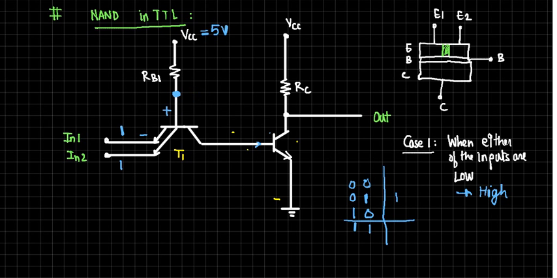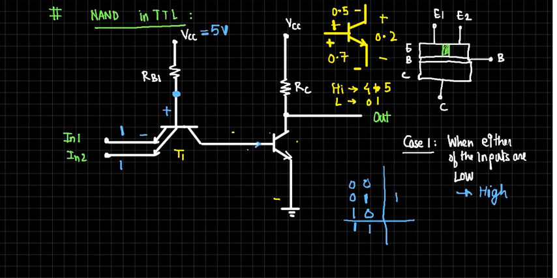I am assuming these values. This is how much we have assumed? 0.7. How much is this we have assumed? This one, right? 0.5. And this one? What should be this value? 0.2. VCE is nothing but VCB and DC. This is 0.2, and I am assuming that this high is in the range of 4 to 5 and low is in the range of 0 to 1.